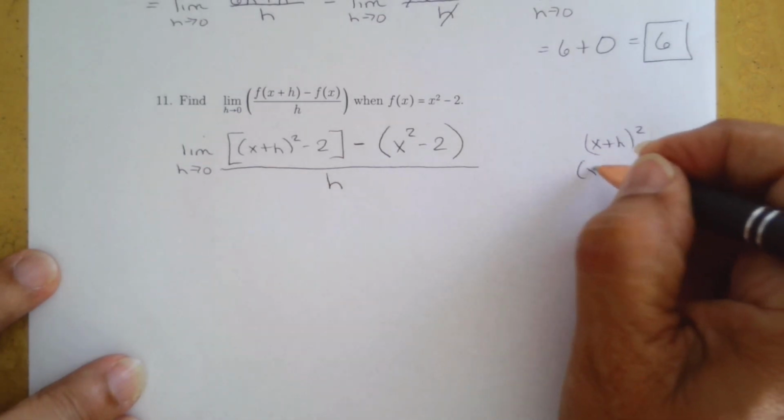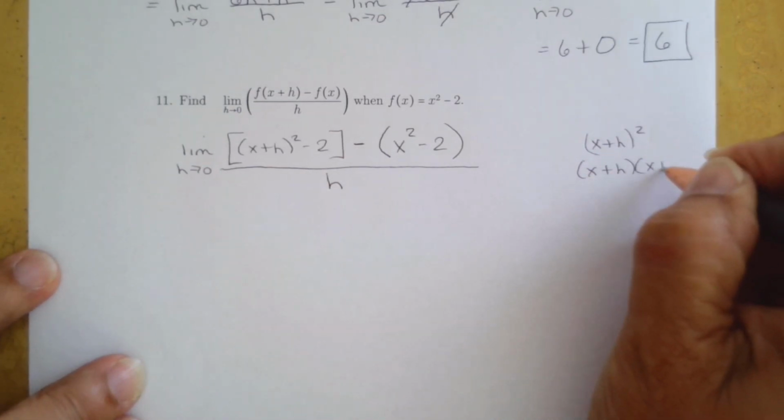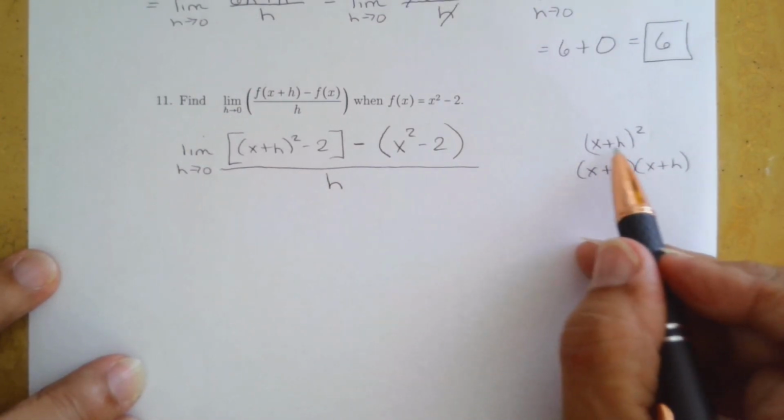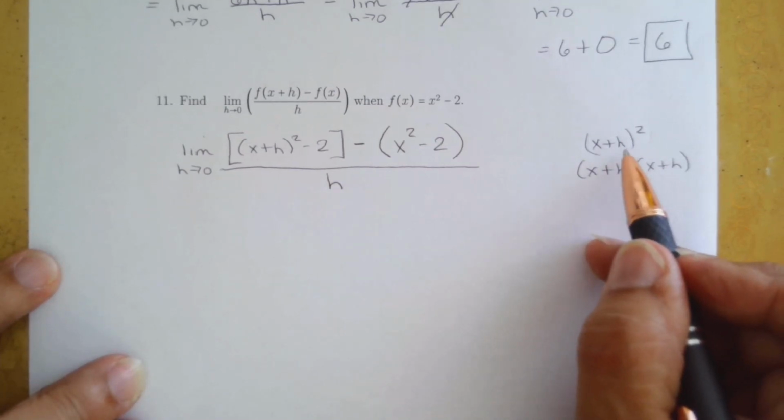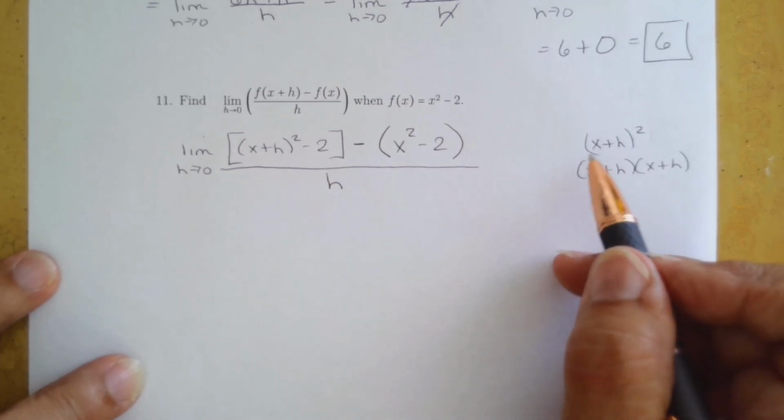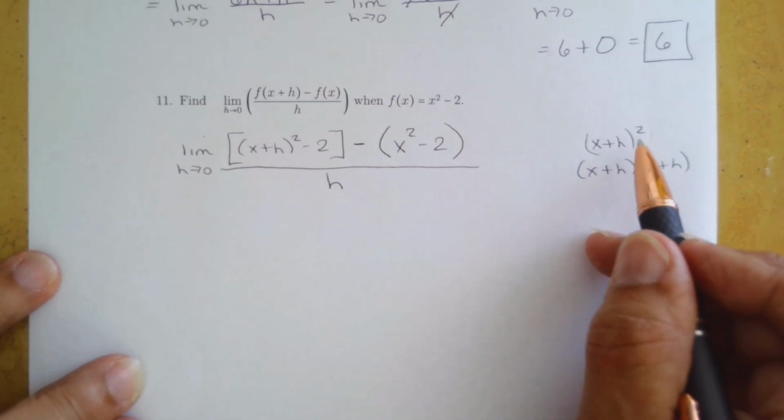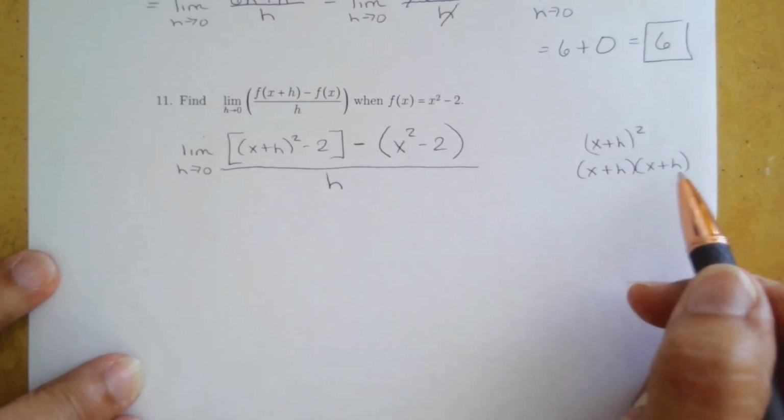FOIL that out. That means x plus h times x plus h. That is not just x squared plus h squared. A lot of you guys will do that. That is not how you multiply that out. You'll get the problem wrong. So please know when you see a square, it means FOIL. You've got to multiply it by itself.